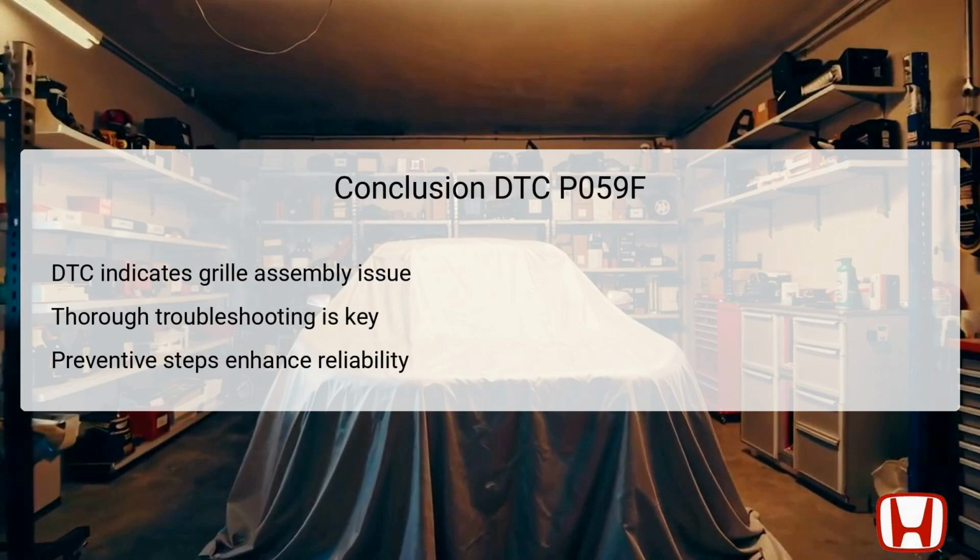In conclusion, DTC P059F signifies a malfunction in the upper shutter grille assembly, which is critical for the vehicle's performance and efficiency. A methodical approach to troubleshooting, from checking the DTC with the Honda Diagnostic System to inspecting wiring and components, is essential for identifying the root cause. Each of the steps outlined not only aims to confirm and resolve the current issues, but also sets the foundation for preventing future malfunctions through diligent preventive maintenance. By keeping the shutter grille assembly and its components in optimal condition, you can enhance the reliability and efficiency of your Honda CRV.